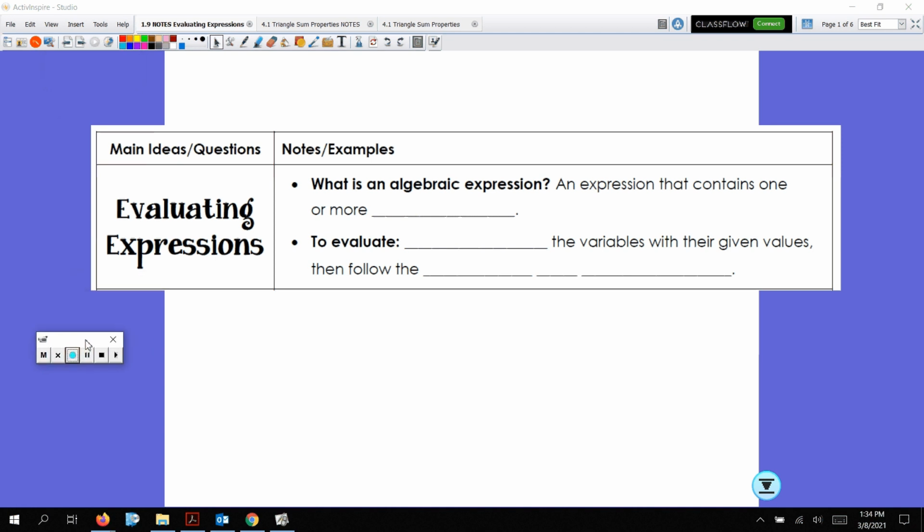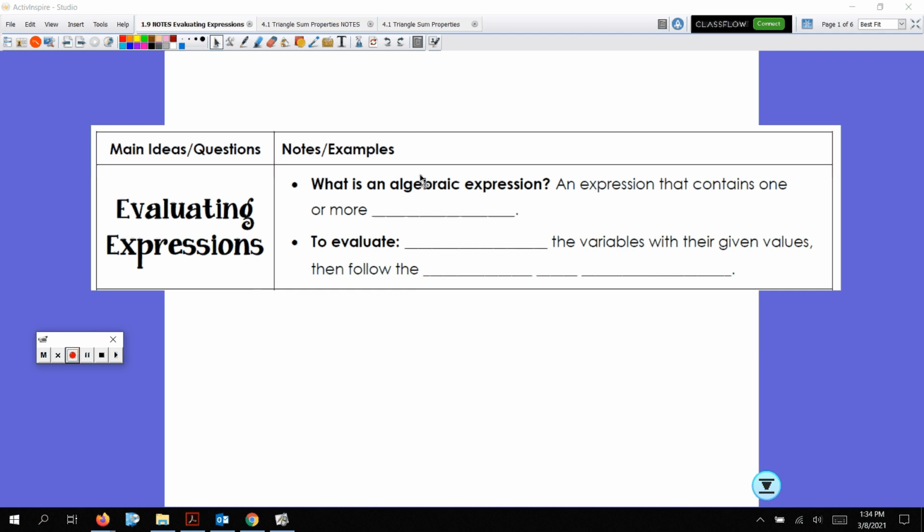All right, today's notes will be on evaluating expressions. This is in my section 1.9 from this chapter 1 unit, or unit 1. We are coming to the end of unit 1, which is exciting. All right, so what we need to do is fill in the blanks, right?